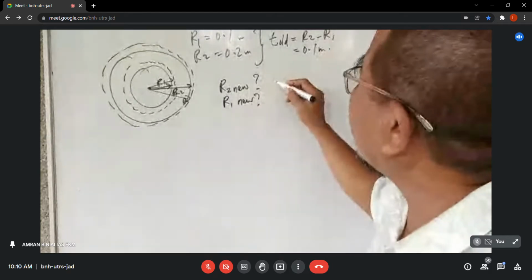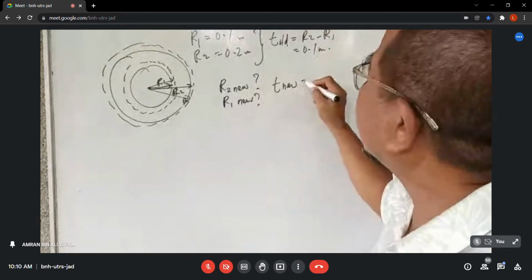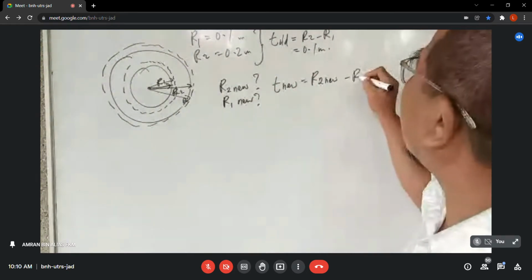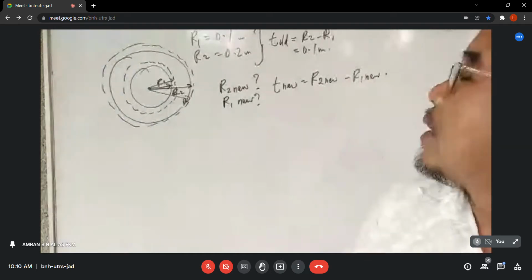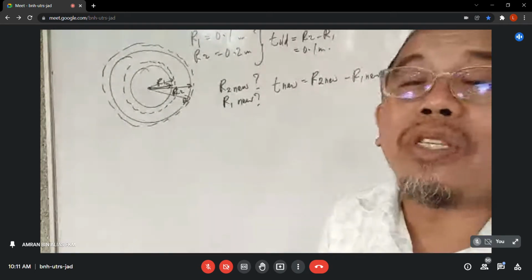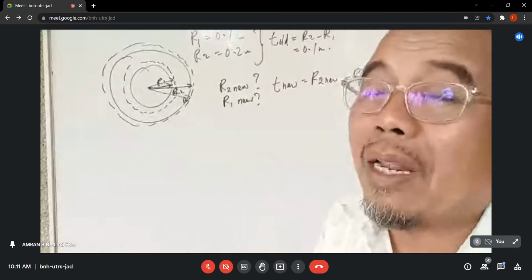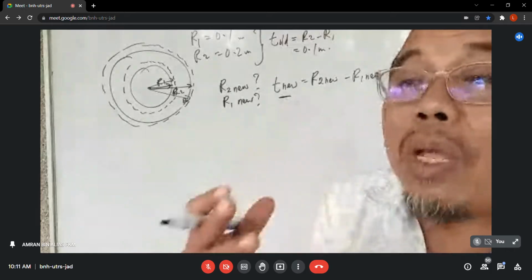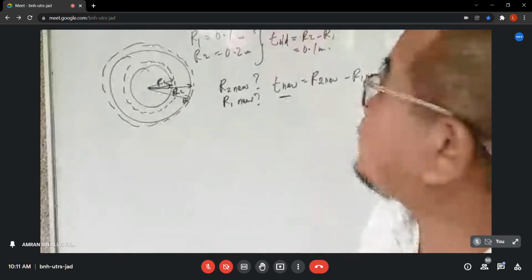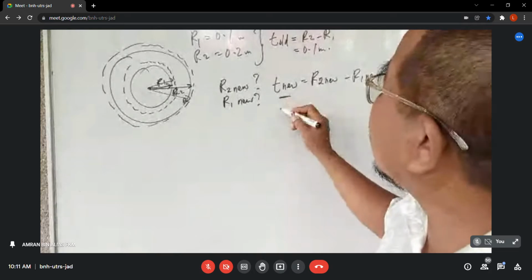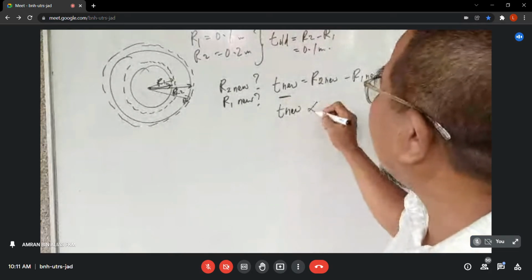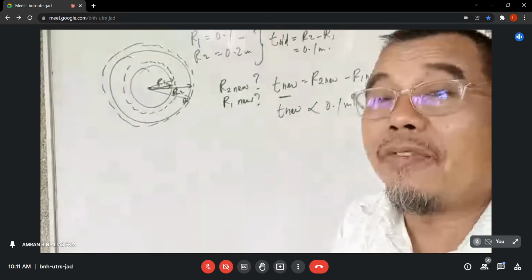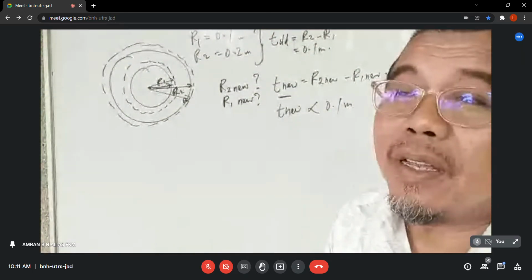And then we can get the T new, the R2 new minus R1 new. So we have to find the position of the new R1 and new R2 first. That's how we can get the new thickness. But we already anticipated this T new must be less than 0.1, right? Yes, this is the first anticipation. It cannot be bigger.